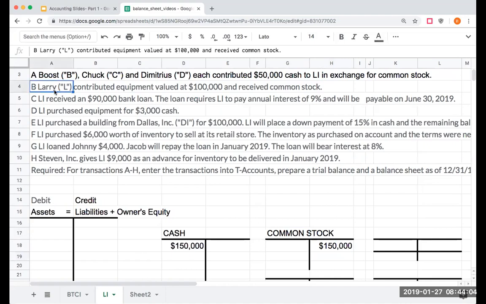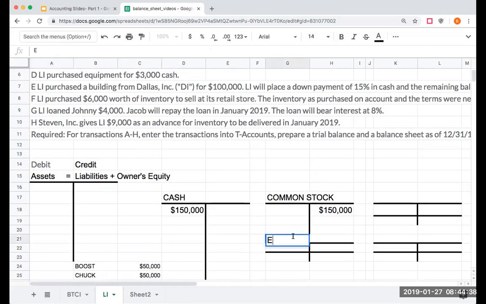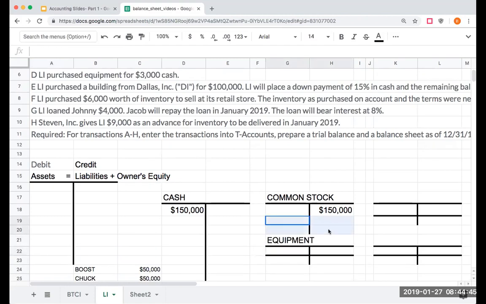Okay. Then we have Larry contributed equipment valued at $100,000 and received common stock. The reason why I put this on here is it doesn't necessarily have to be cash that's being contributed to a company when you're starting it. It can be equipment, it can be patents, it can be different types of assets. So here, Larry is contributing equipment and received common stock. So if I'm Larry Inc., what I'm receiving is equipment of 100,000.